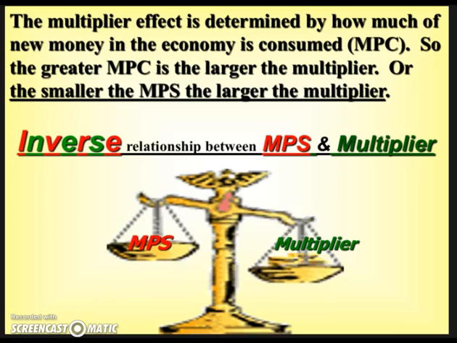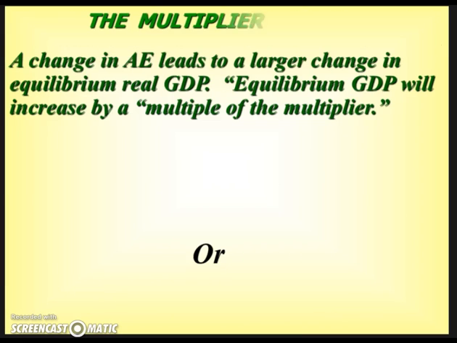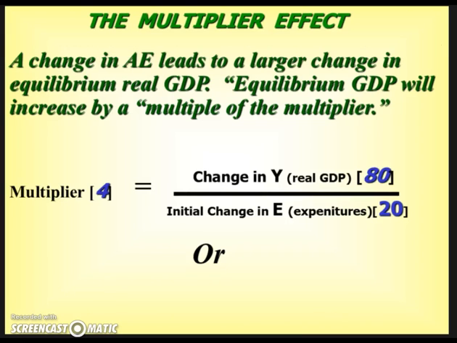The multiplier effect, not to be confused with the butterfly effect. The multiplier effect: a change in AE leads to a larger change in equilibrium real GDP. Equilibrium GDP will increase by a multiple of the multiplier. And we have an example where the multiplier is 4. They're small numbers. A change in Y, real GDP, would be 80.